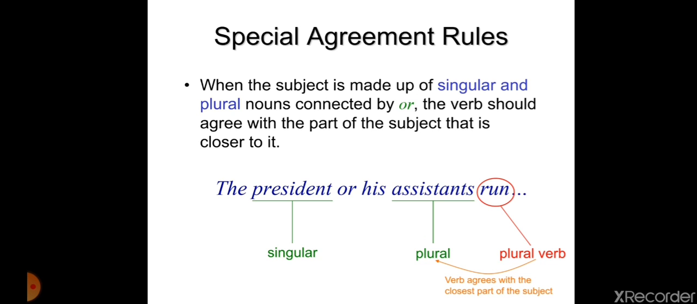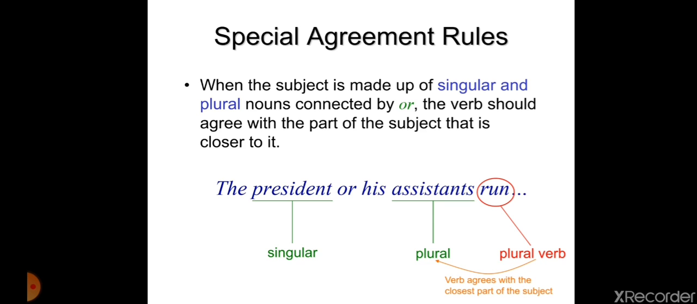Next agreement, it's a special agreement rule. When the subject is made up of singular and plural nouns connected by "or", the verb should agree with the part of the subject that is closer to it. There are two different subjects which are two different numbers. One is singular, one is plural. So therefore, the verb agrees to its nearest subject.